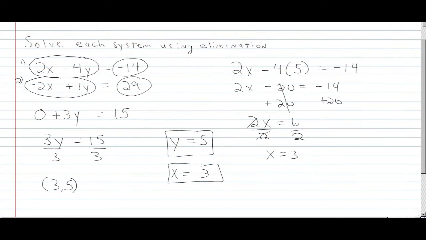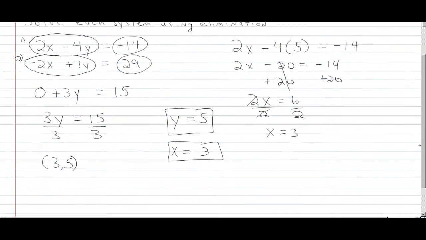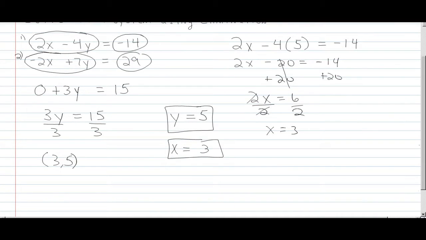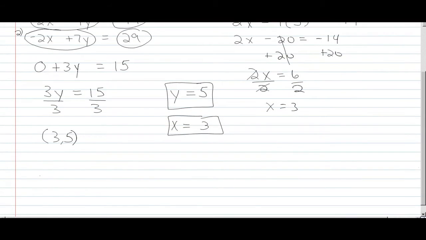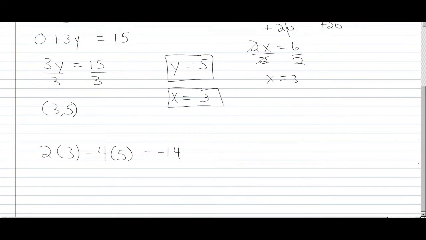All right, so to check this, what we want to do is go back to each equation and plug in a 3 for the x and a 5 for the y. We're going to make sure it's a true statement. So for our first equation, we had 2x minus 4y equals negative 14. So 2 times 3, minus 4 times 5, should be equal to negative 14. Now let's see if this is true. 2 times 3 is 6. 4 times 5 is 20. And you can see that that's going to be true.